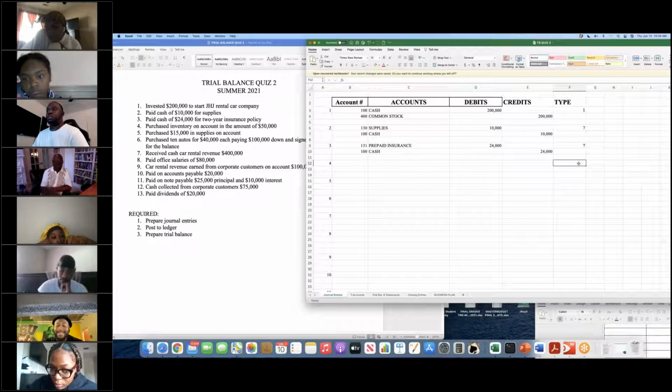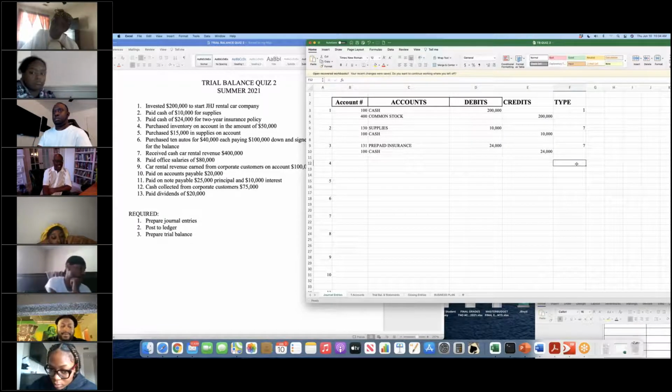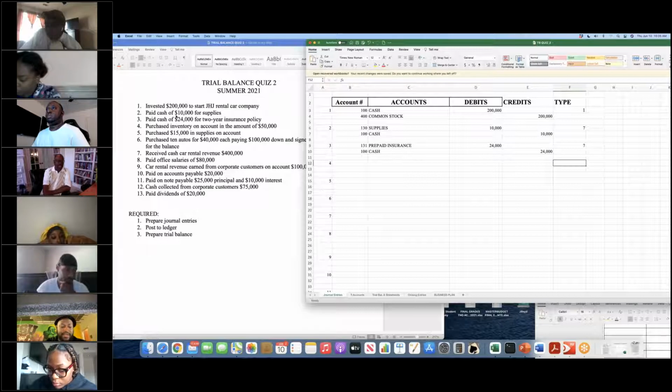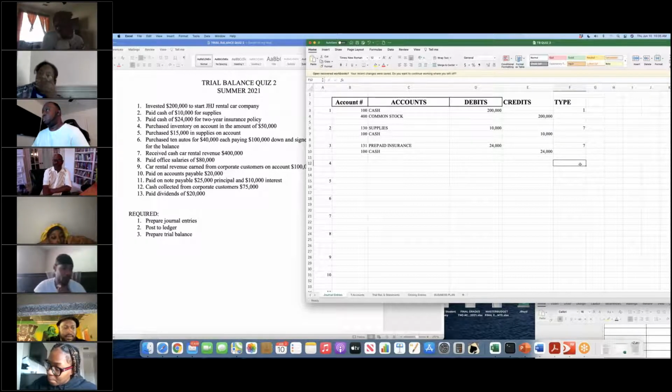We have a type 3. Oh, is it a type 2? It's purchased on account, so we've got to be under the C. So look under C. If we get cash, it's the 6. If we pay cash, it's 7. So it should be what? It's not 12? Yeah, 12.